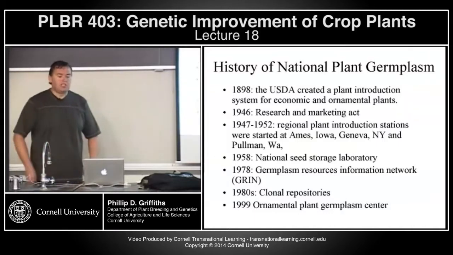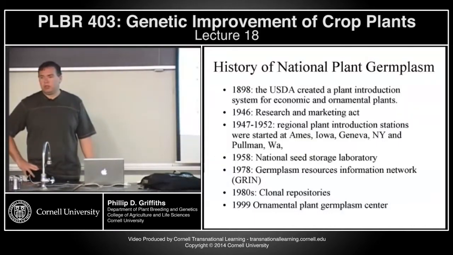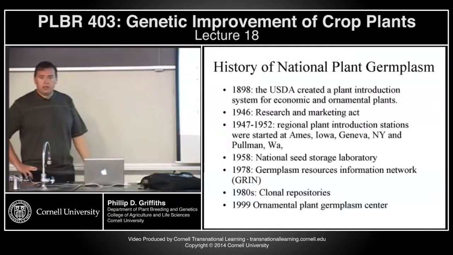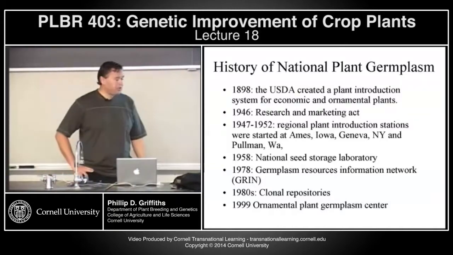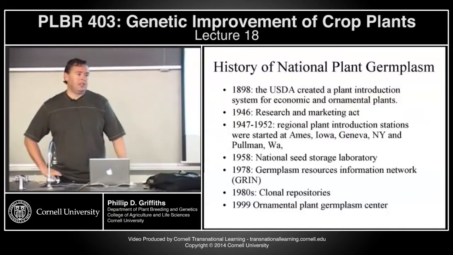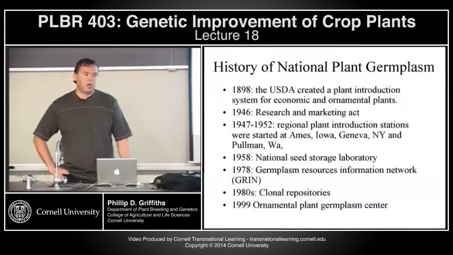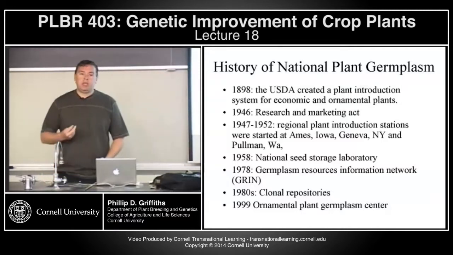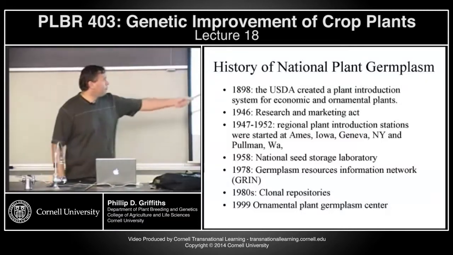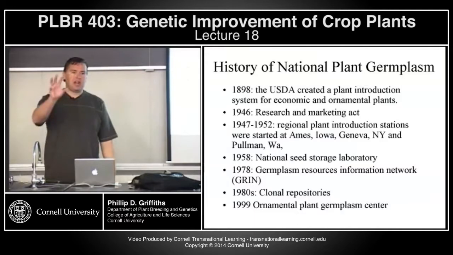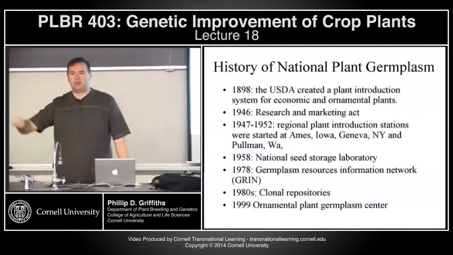As part of the USDA, the importance of germplasm was realized, and in 1898, a plant introduction system was created for collection of germplasm. The first PI, 000001, was a cabbage from Russia. And the term PI is short for plant introduction. That basically means that we take a plant from one place and introduce it to another place.